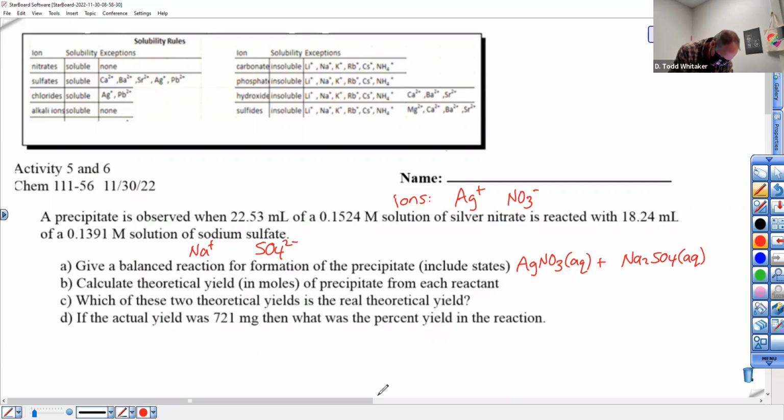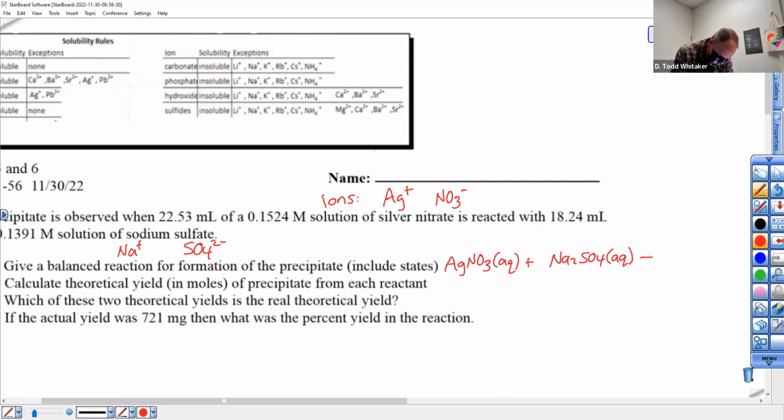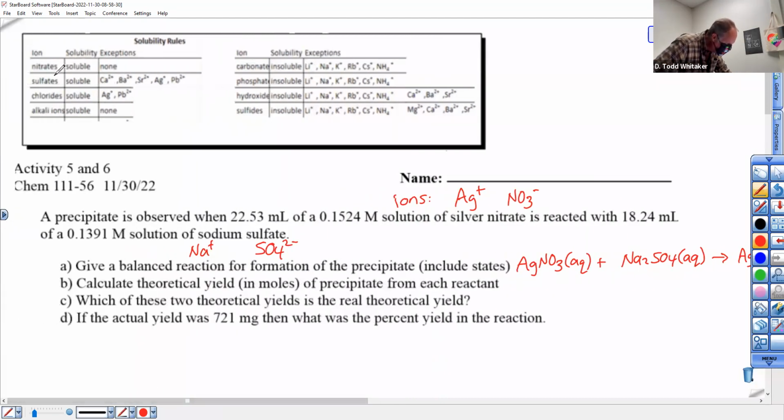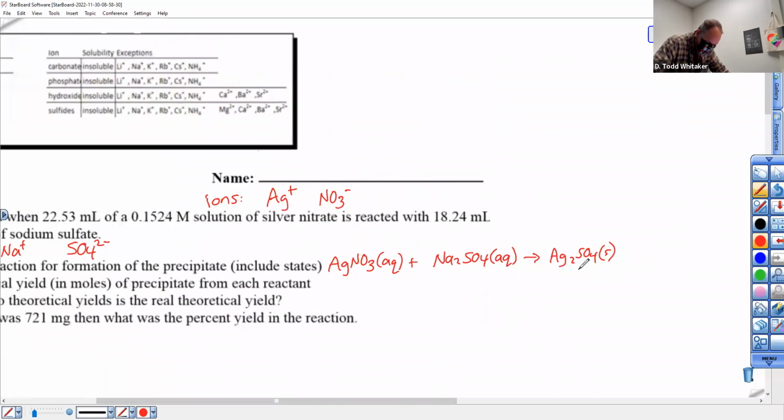Reacts to give. Ag is now going to be with SO4. Ag2SO4. I need two silvers for one sulfate, and that is our precipitate. Solubility rules do verify that. Sulfates are always soluble except with silver, so that's a precipitate. And the other one is just sodium with nitrate.